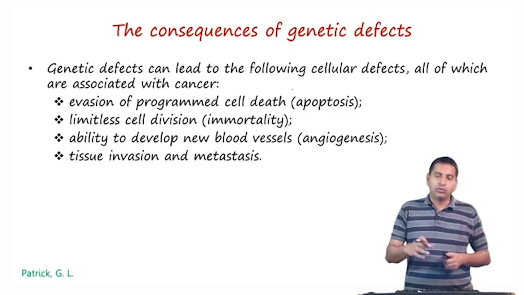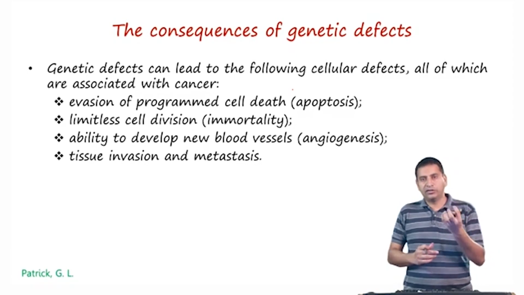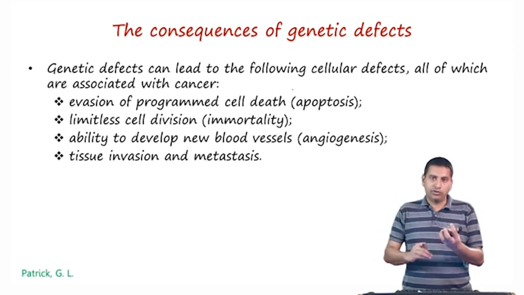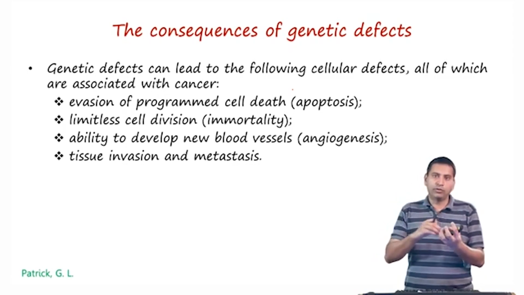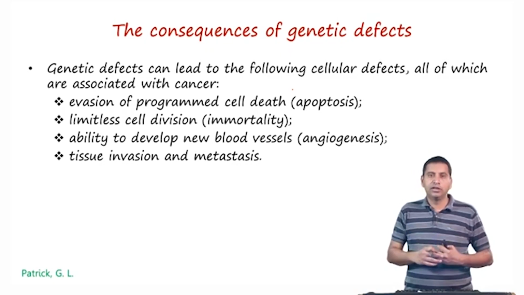Genetic defects can also cause evasion of programmed cell death, which is also called apoptosis. So, here when the cell is in such a damaged condition, it should normally trigger apoptosis, but now because of some of these defects that are present, it can evade this programmed cell death and become cancerous. And this essentially leads to limitless cell division, or what is known as immortality.